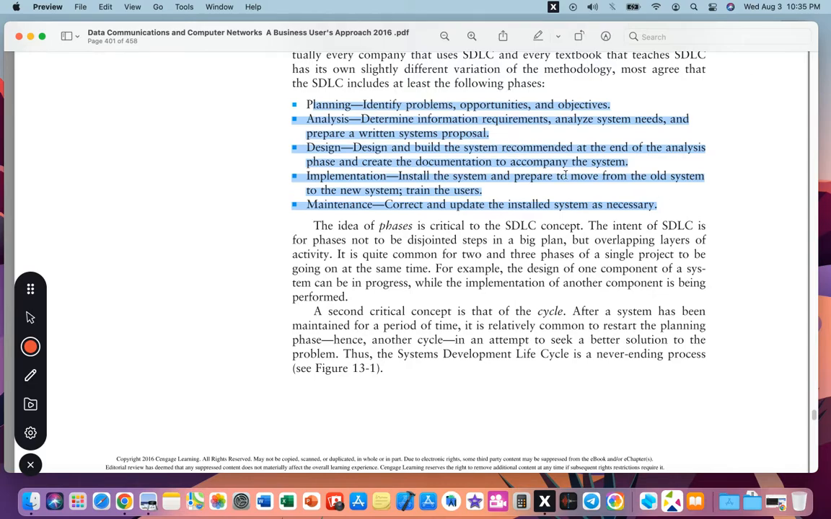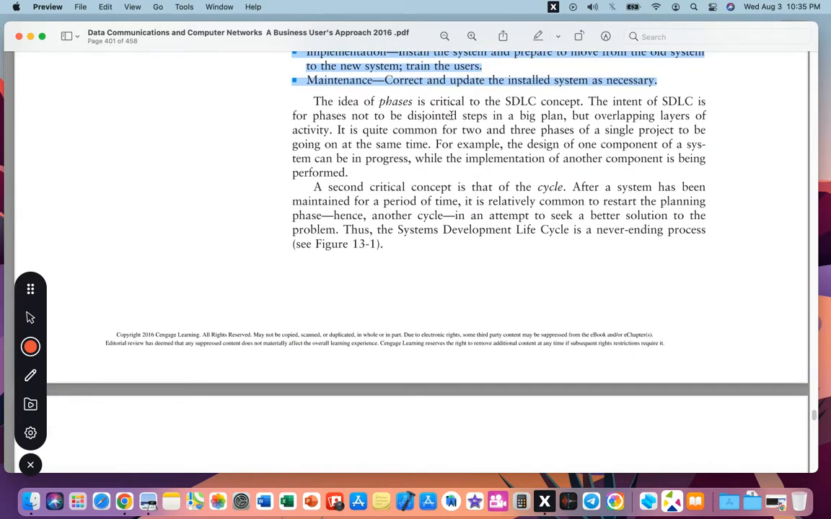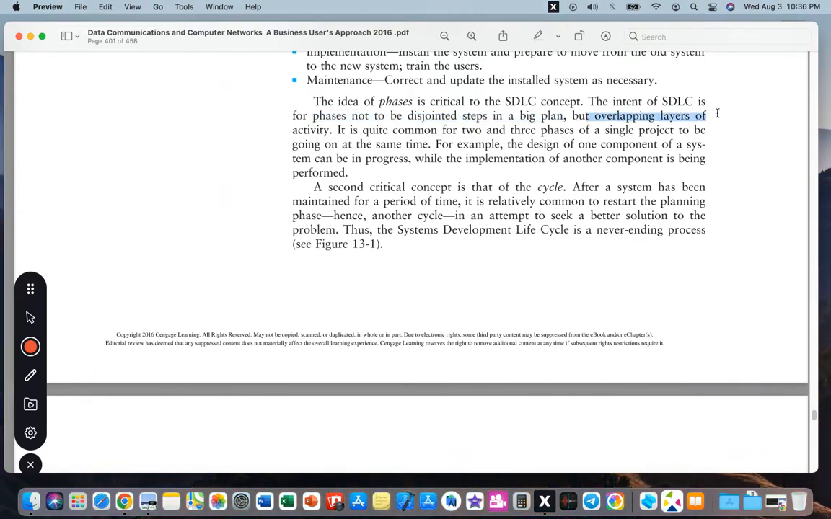Any system development lifecycle starts with planning. Then we start analyzing, then the design, then the implementation, and finally we keep maintaining it, the maintenance. The idea of phases is critical to the SDLC concept. The intent of the SDLC is for phases not to be disjoint steps in a big plan, but overlapping layers of activity. So they are overlapping and continuous.